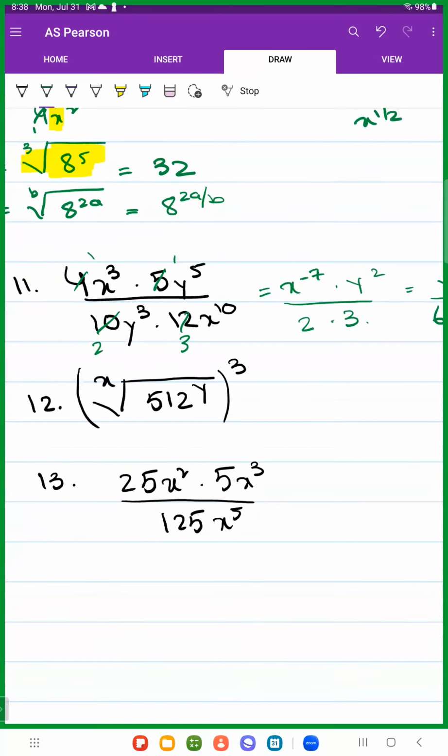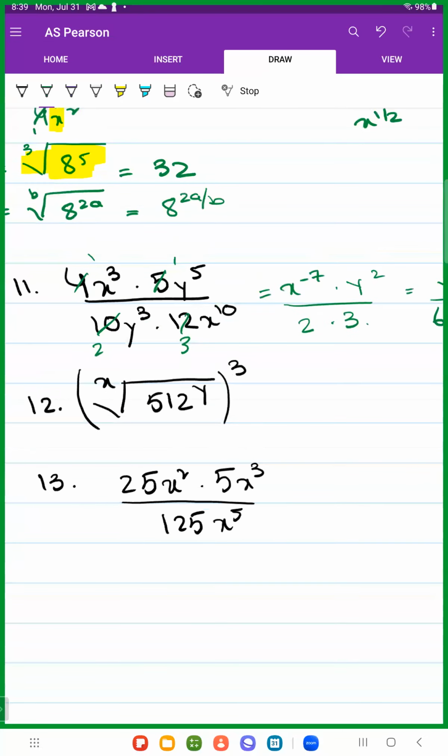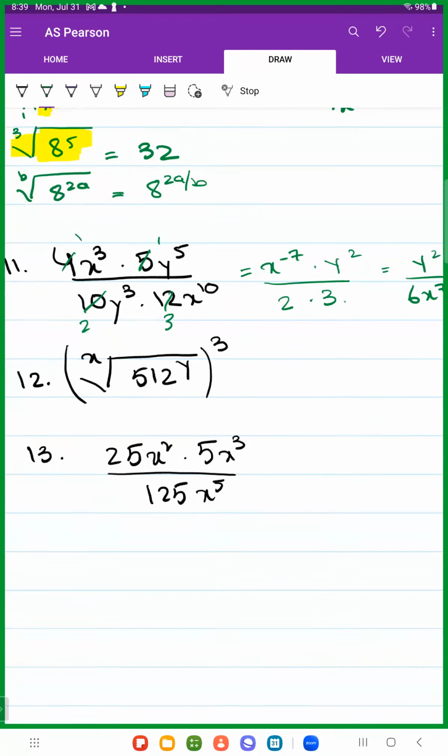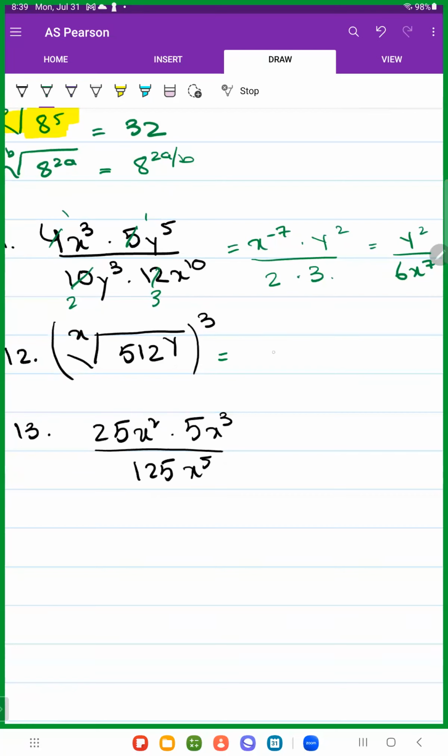All right, what did you get for question 12? Yes, I got 8 to the power 3y over x. 3y over x, all right. So we know that cube root of 5, 8 cube is 512. This would be multiplied by x. Okay, yeah. Did you do this?